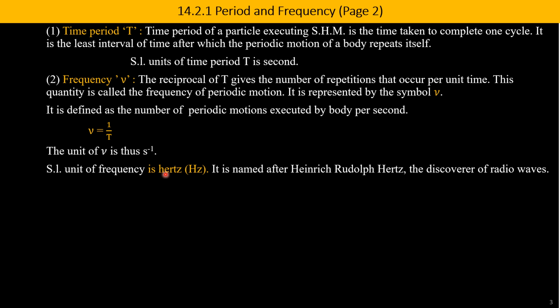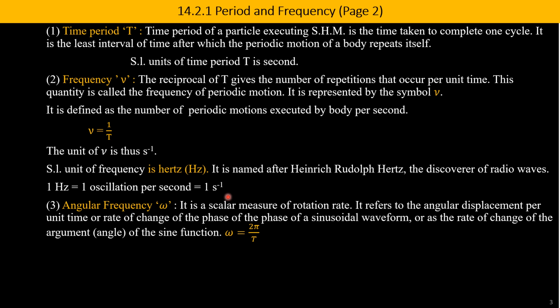The SI unit of frequency is Hertz, H-E-R-T-Z. It is named after Heinrich Rudolf Hertz, the discoverer of radio waves. 1 Hertz is equal to 1 oscillation per second, that is equal to 1 into s to the power of minus 1.